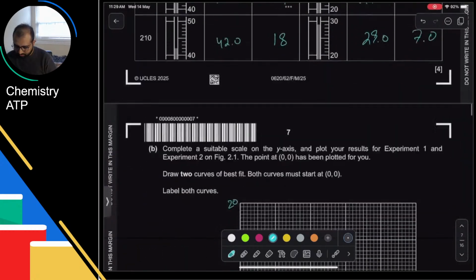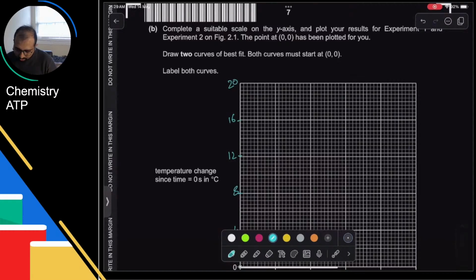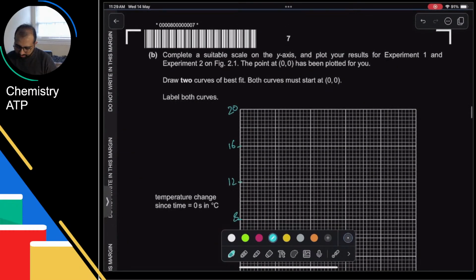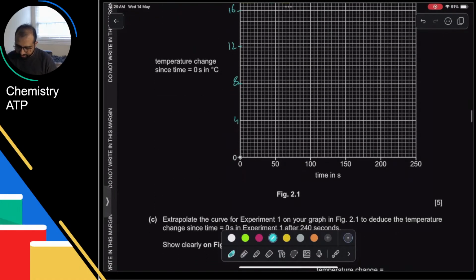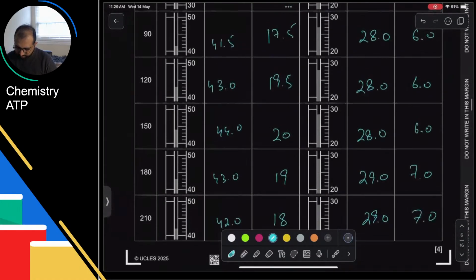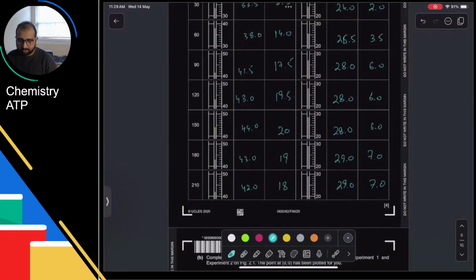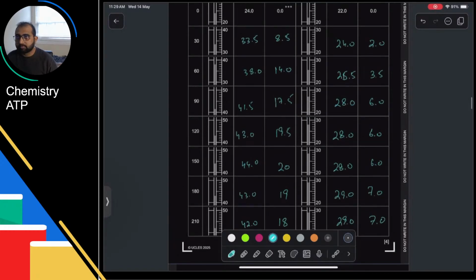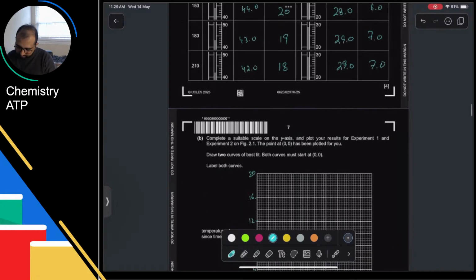Okay, so what are we going to do next? Draw two curves of best fit. So curves, which means that one for experiment 1 and one for experiment 2. We already have a point. Okay, so let me just write the values here somewhere so I can easily draw them. I'll just take a screenshot. Alright, so I have the values here.